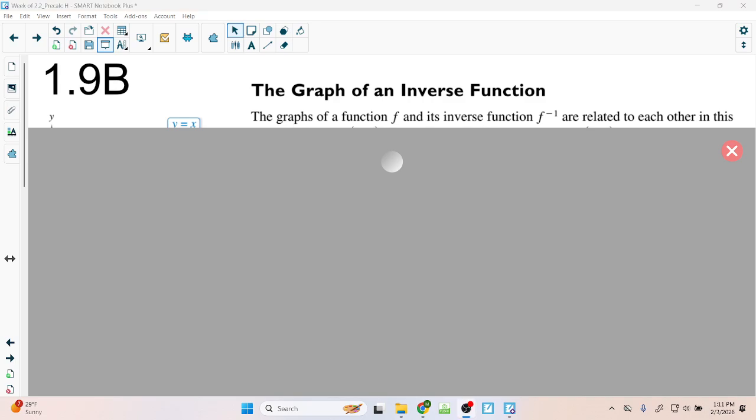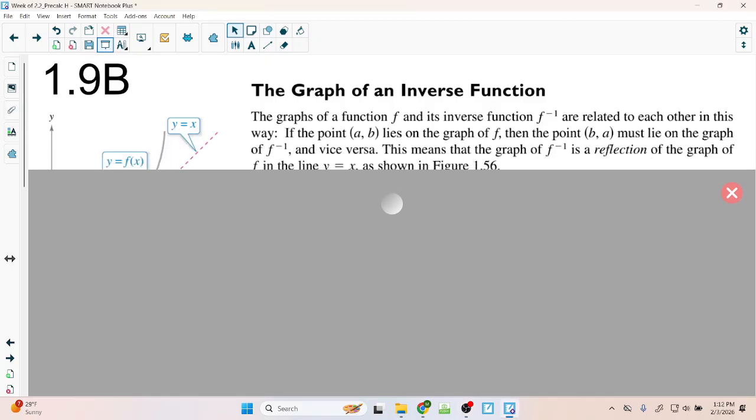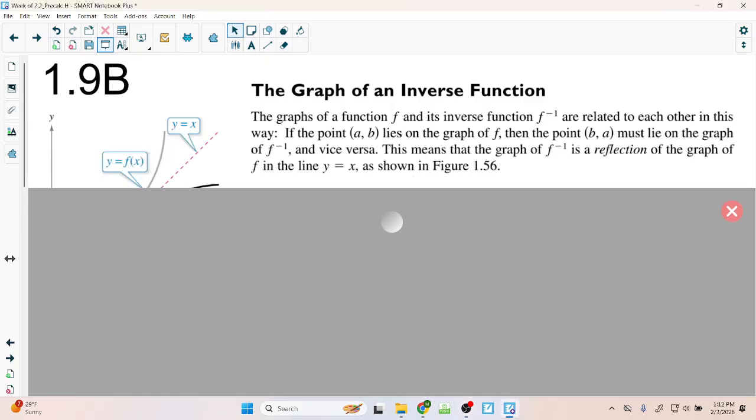Okay, Passarians, we are talking about the graphs of inverse functions today and how they visually look. It's not really too bad of a lesson, but we do want to understand what happens. I'm going to highlight what I think you should underline or highlight. This is probably the most important thing to know: if the point (a, b) is on the graph of f, the point (b, a) is on the graph of the inverse, and vice versa.